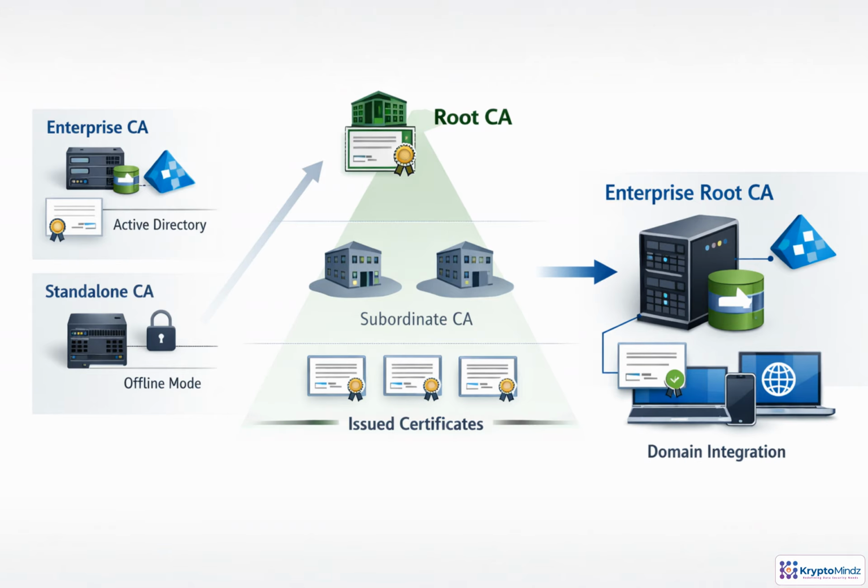During CA installation, you make two structural choices: enterprise or standalone, and root or subordinate. Enterprise CAs integrate with Active Directory, publish certificate templates, and can auto-enroll users and computers. Standalone CAs remain more isolated and are common for offline, high-security roots. A root CA acts as the trust anchor that signs everything beneath it. In this lab, we'll use an enterprise root CA to keep the hierarchy simple and to demonstrate domain-based automation.